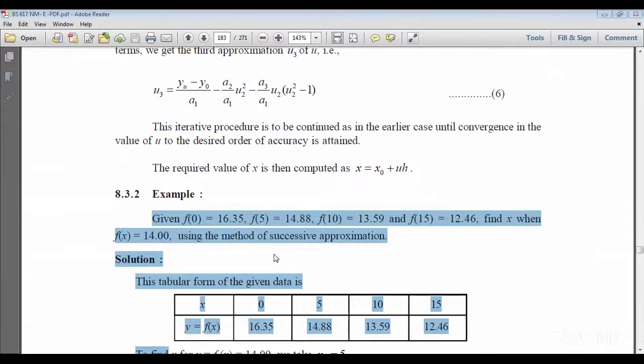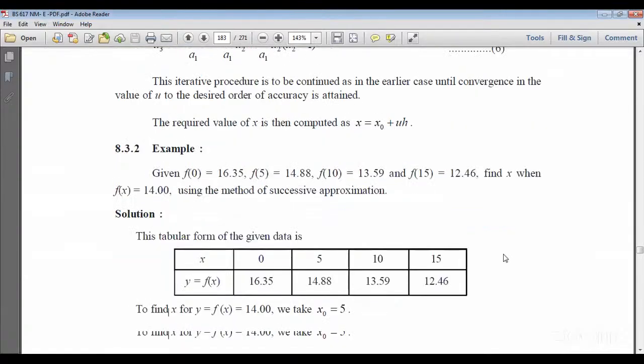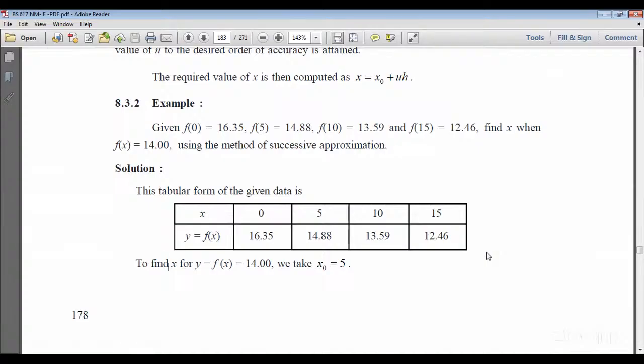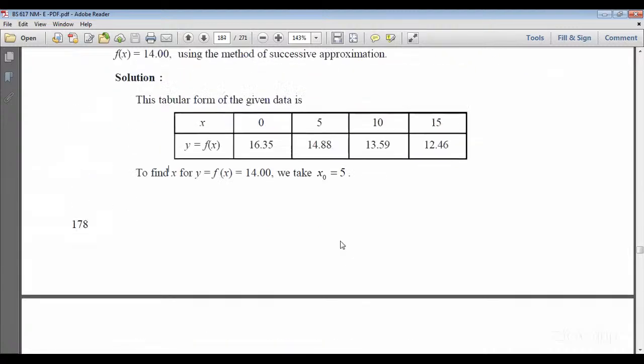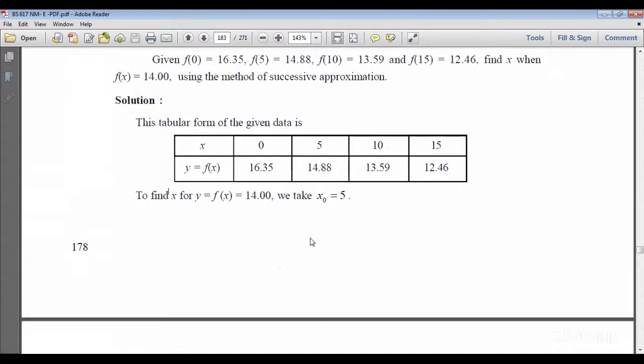F0 16.35, F5 14.88, F10 13.59, F15 12.46, and then F of X at 14, using the method of successive approximation. X is 0, 5, 10, 15, and F is 16.35, 14.88, 13.59, 12.46. So what they are asking is F of X equal to 14. Here X0 is equal to 5. The difference between the values is 5, so X0 is 5.